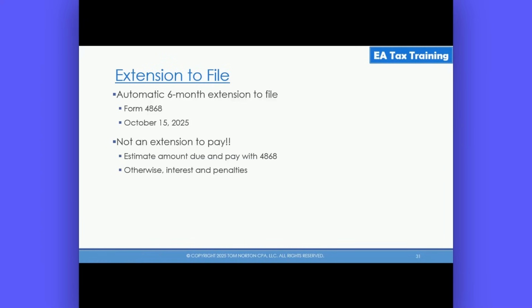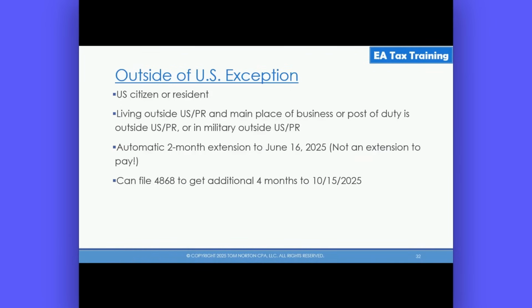Now, there are some exceptions to the normal April 15th filing deadline. So let's talk about some of those. First of all is the outside of the U.S. exception. This is only for U.S. citizens or residents. So if you are a citizen or a resident of the U.S. and you are living outside of the United States or Puerto Rico, and your main place of business or post of duty is outside the United States or Puerto Rico, then you get an automatic 2-month extension of time to file your return to June 16th of 2025.